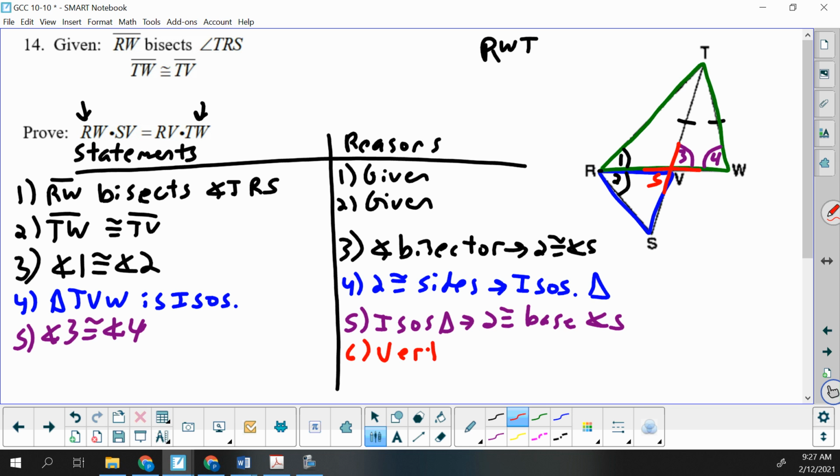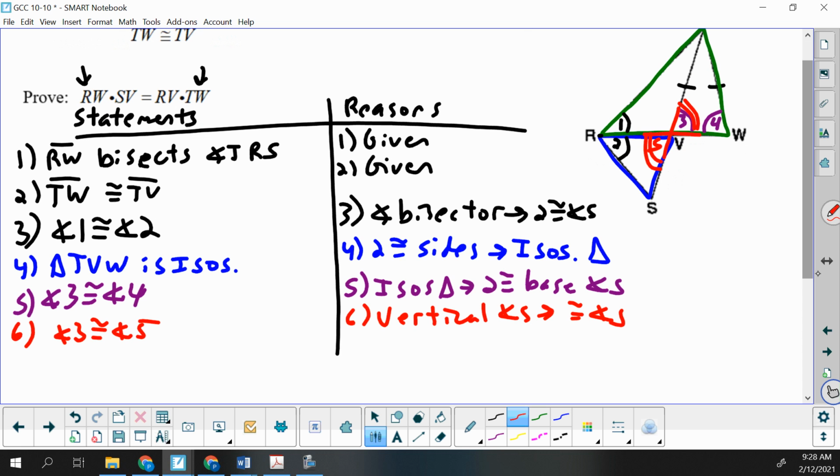So we can do vertical angles implies congruent angles. So that will give us angle 3 congruent to angle 5. Well, notice now 3 got marked up in 2 different ways. 4 is congruent to 3, 5 is congruent to 3, so we should now be able to say that angle 4 is congruent to angle 5, and that's by the transitive property.